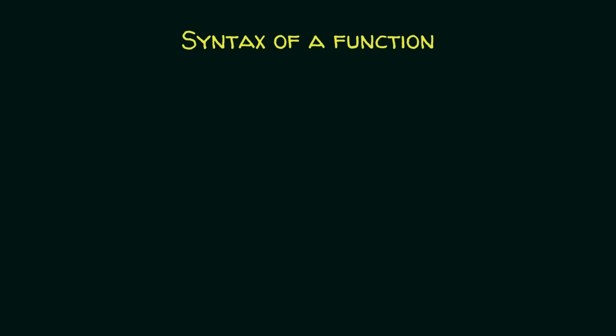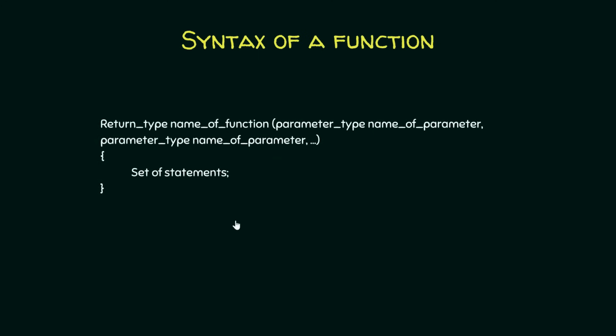Now the basic syntax of defining a function looks like this. You have a return type, then the name of the function, then parameter type, name of parameter, parameter type, name of parameter, enclosed within these brackets. These are called the parameter list. And inside you have a set of statements enclosed within these curly braces.